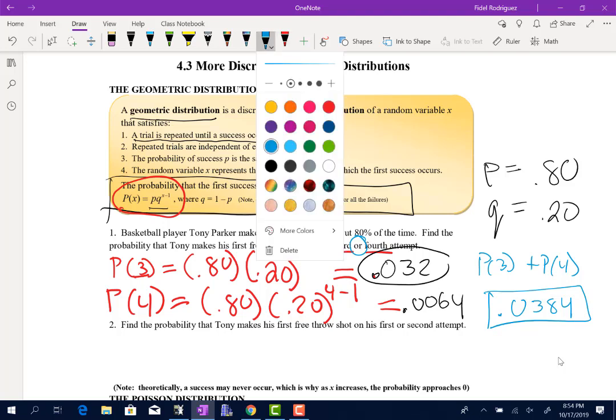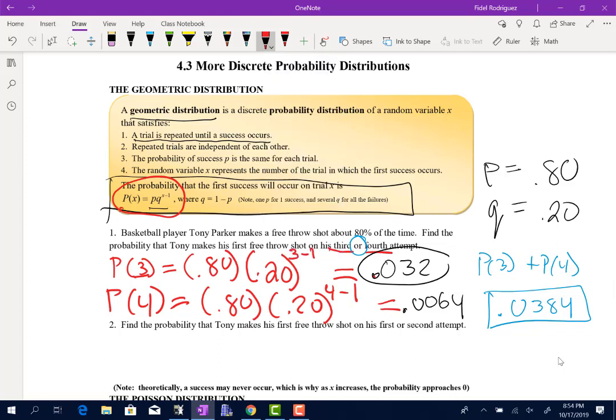Now, I want to come back and look at the same problem that we were doing. Look at what part 2 says: find the probability that he's going to make his free throw shot on which one, the first or the second? So we're going to figure out the probability he gets it right on the first, and the probability he's going to get it on the second.